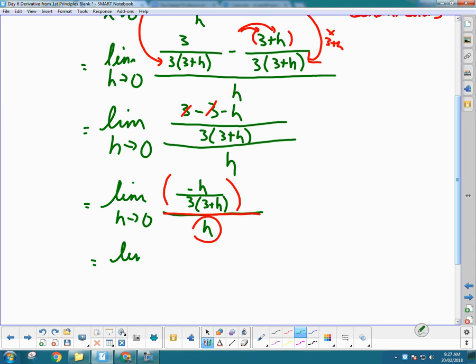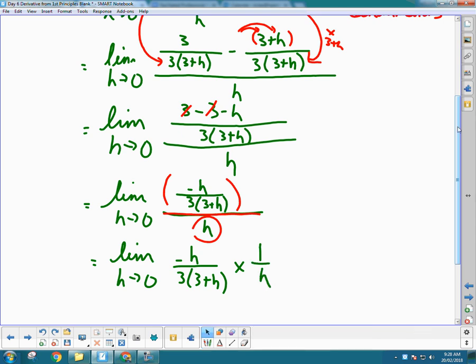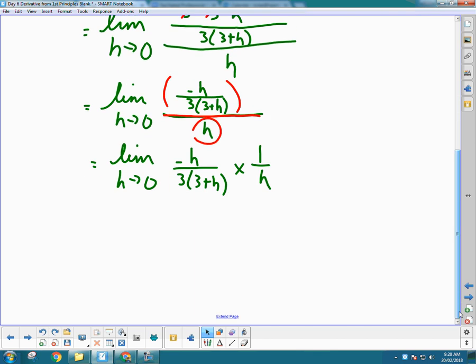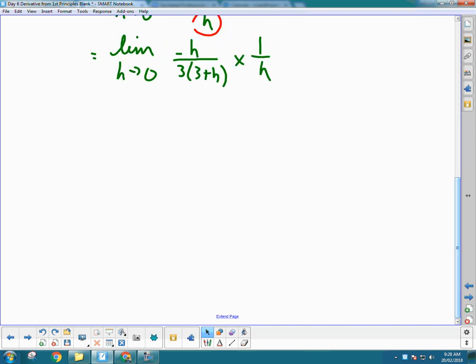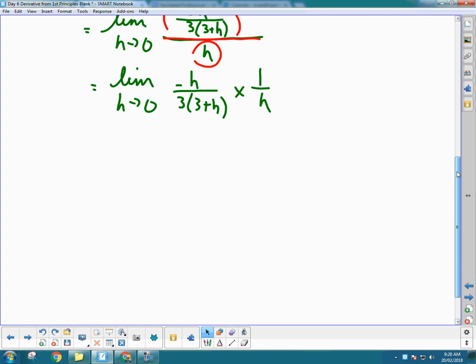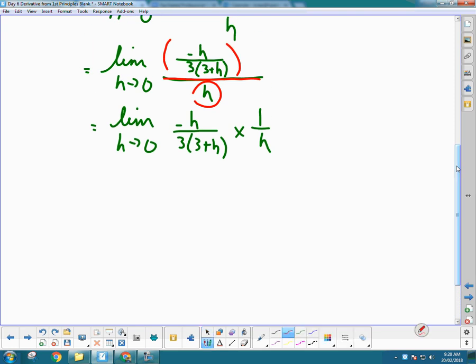So it's the limit as h approaches 0 of negative h over 3 times 3 plus h, times the reciprocal of the bottom. Well, this is h over 1, so the reciprocal is 1 over h. That's a big step when you multiply by that reciprocal. Because now, if you notice, I have an h on the top of a fraction and an h on the bottom of a fraction. h divided by h is going to be 1, so this h and this h can cancel. And I'm set.